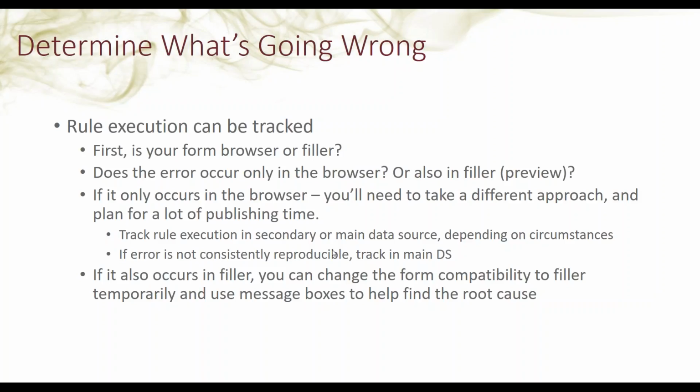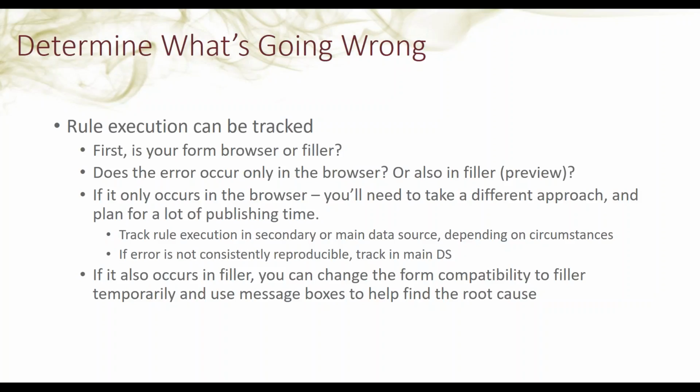The reasons you would sometimes track your rule execution, like do some logging in your main data source, would be if this is not consistently reproducible in the browser. If I can open up my browser form and cause this issue to occur by taking these 3 steps every single time, then I'd probably log my error information in a secondary data source, and that way I can just put the field on my form, take a look at it and see if it gives me an idea of what's going wrong in the browser.